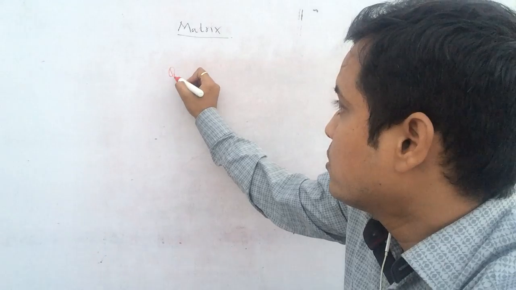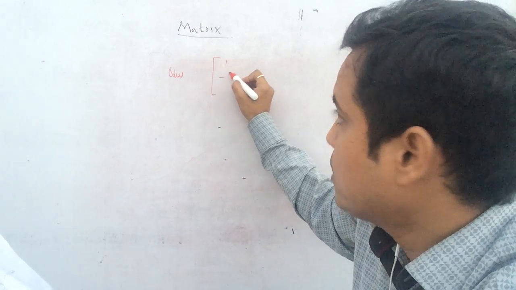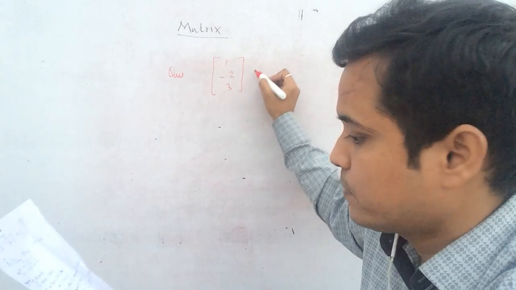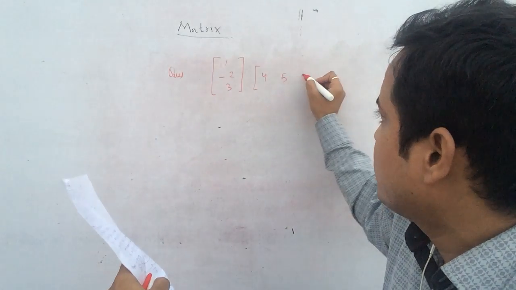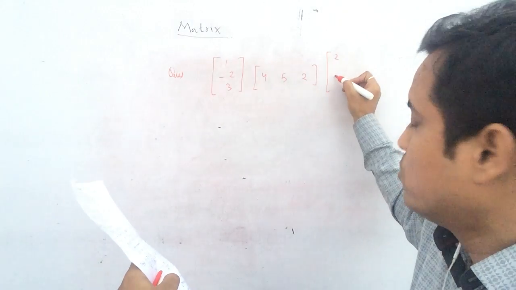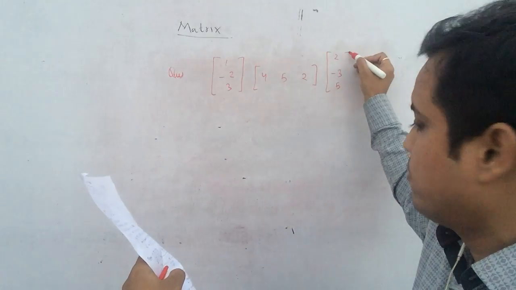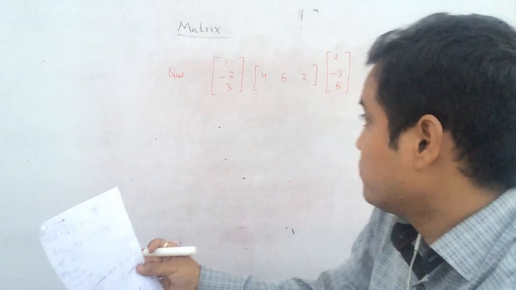The question is 1 minus 2 3 4, 5 2, 2 minus 3 5. Oh my god. So you have to find the value.